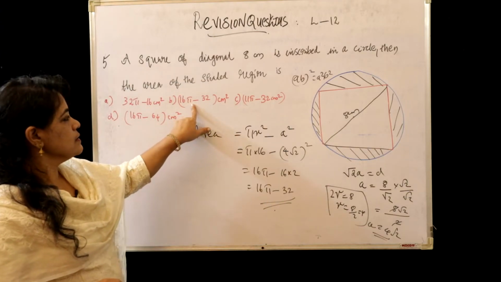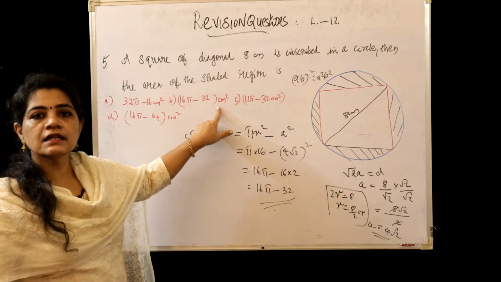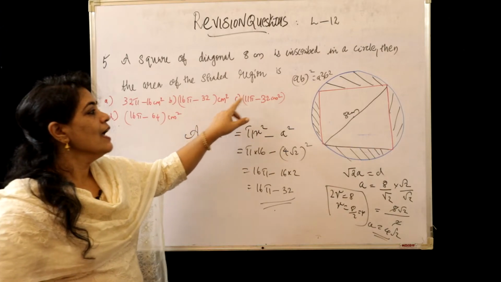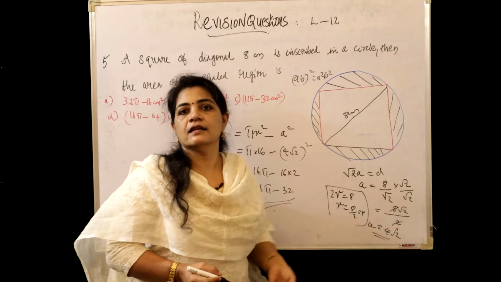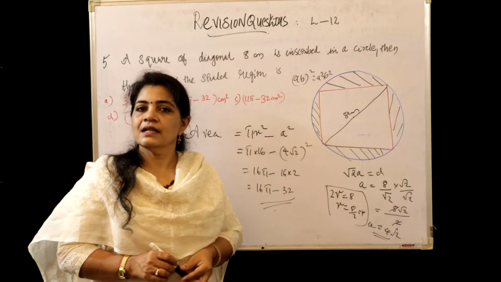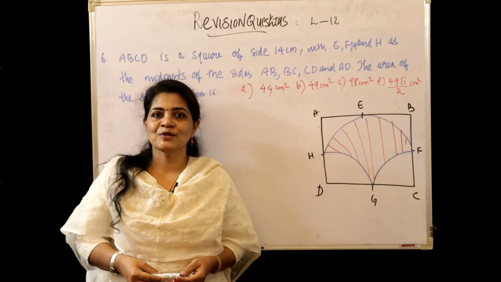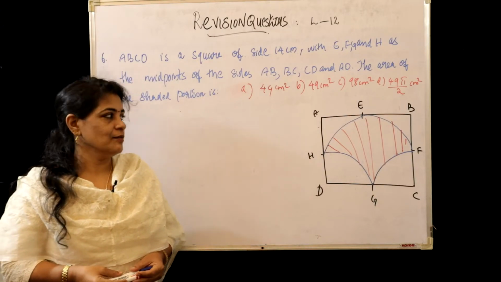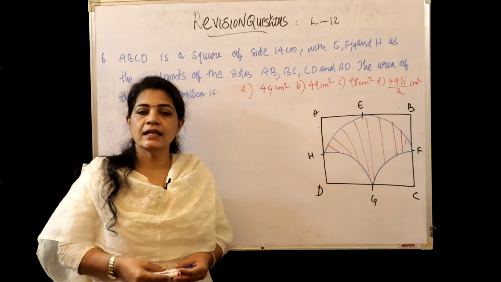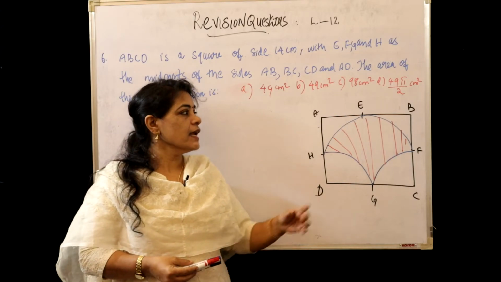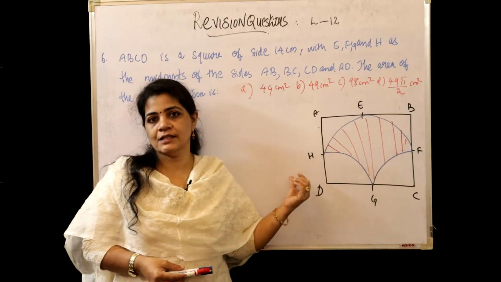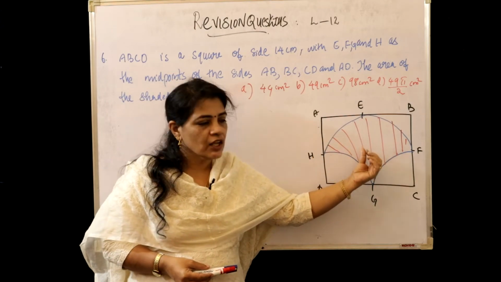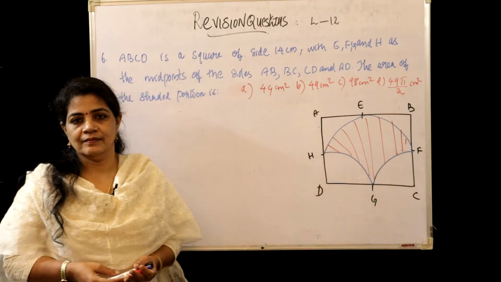16 pi, yes, 16 pi minus 32 centimeter square. This is the area of the shaded region. Is it clear children? Now the sixth question: ABCD is a square of side 14 centimeter. E, F, G and H are the midpoints of the sides AB, BC, CD and AD respectively. We have to find out the area of this shaded region.